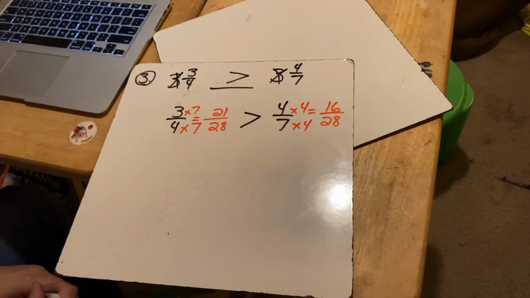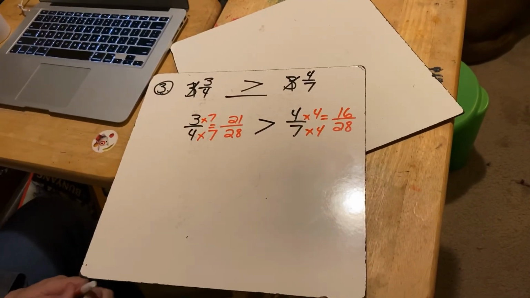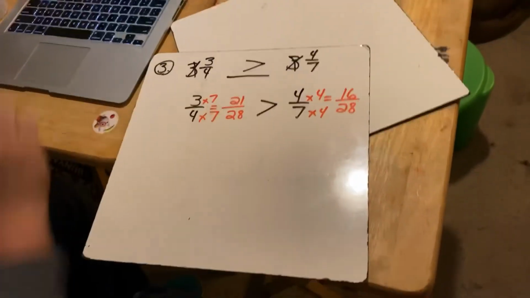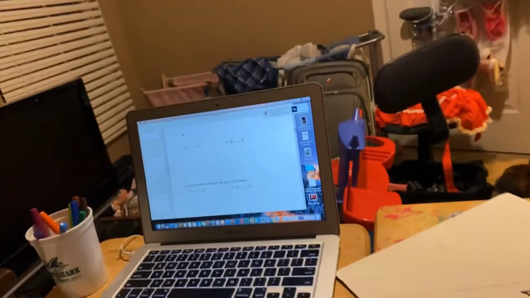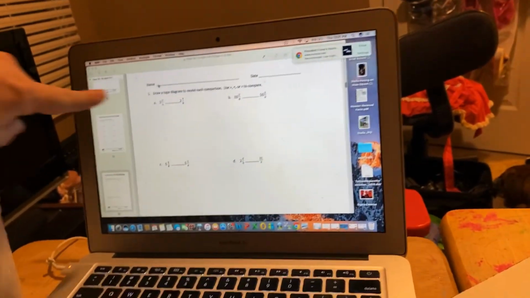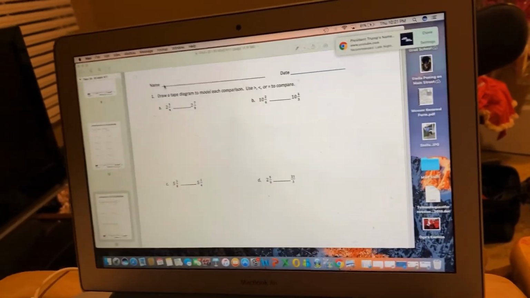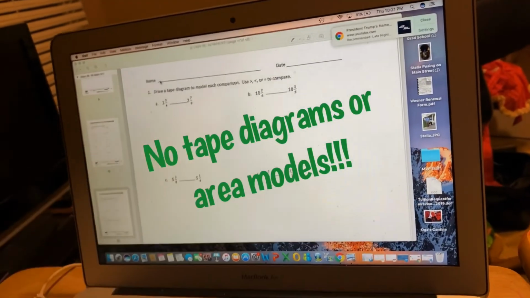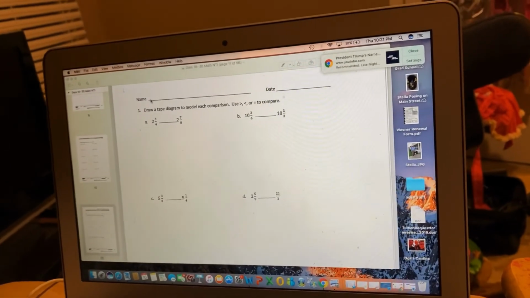That is how you do this. I may have gone kind of fast, but you can always go back and rewind and see what it is. This worksheet is exactly like your homework problems. My advice here on the homework is at the top where it says draw a tape diagram, don't worry about it. Just solve them like we just did. And I need to see that inequality symbol, that less than or greater than or equal sign.